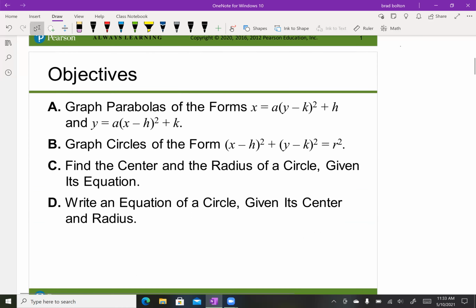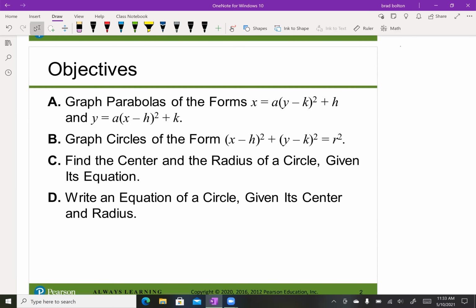Okay, so first thing, part A, we're going to talk about is graphing parabolas of the form x equals a times y minus k squared plus h, and y equals a times x minus h squared plus k. So notice this is the one right here, the bottom one that we're used to. This is going to be the new one, okay? You notice that the y term is right here and it is being squared, so that's what's going to make it different. This is the horizontal and this is the vertical.